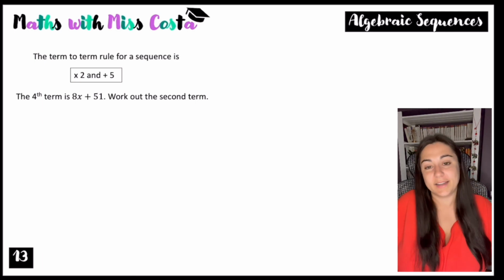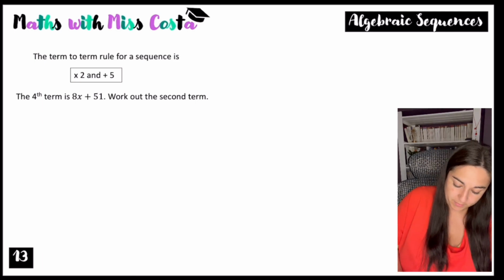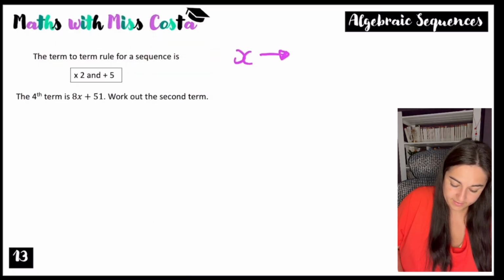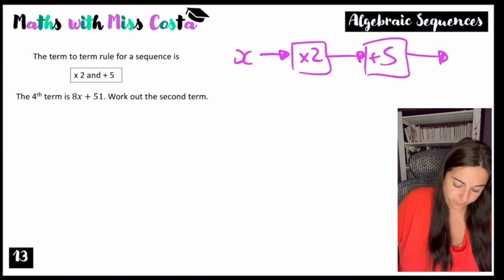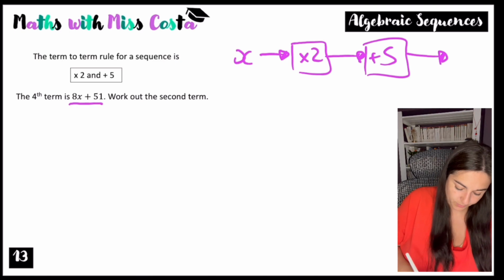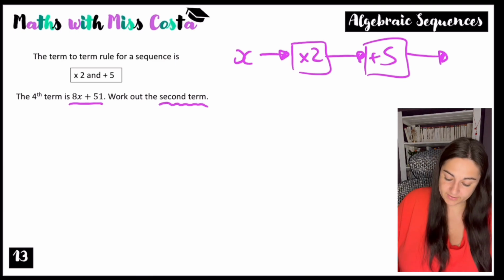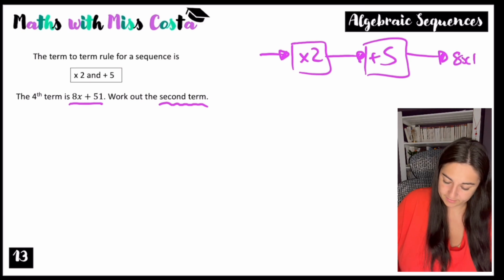Okay, so here we've got an algebraic sequence. We are told that the term-to-term rule for the sequence is multiply by 2. So if I had my thing that I enter in, x, I'd multiply it by 2, and then I'd add 5. I am told that the fourth term is 8x plus 51, and I need to work out the second term. So I'm going in the reverse. I'm going to need to undo or do the inverse of what I've got. So my function that I come out with is 8x plus 51.